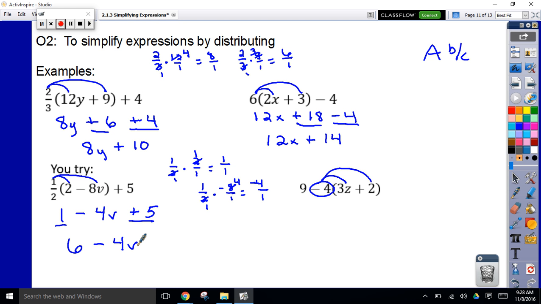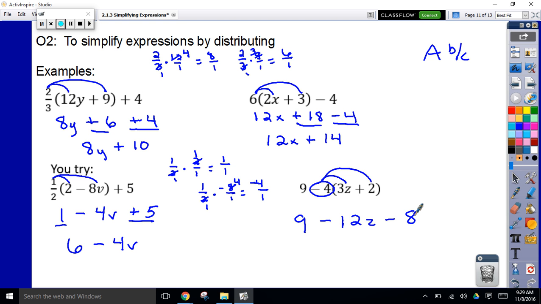Okay, now let's take a look at the next one. This 9 is not right next to the parentheses, so I'm not going to do anything with the 9. I'm just going to bring it down. Okay? Then I'm going to take negative 4 times 3z. 4 times 3 is 12, so that's going to be a negative 12z. Now I'm going to do negative 4 times 2, which is negative 8. So I write down minus 8. I put 9 minus 12z plus 8. It should be minus 8 because we're multiplying a negative times a positive.